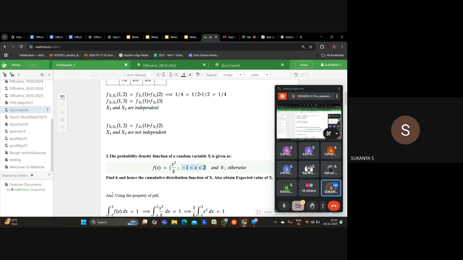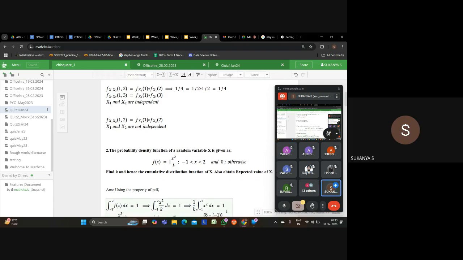The first one was an activity question, but this is a quiz question from a previous year. I have tweaked it a bit. It was just to find the cumulative distribution function, and I changed it to find k and the expected value together so that we could cover the concepts. Is it 3? Yes, it is 3. Have all of you gotten it, or do you need more time?